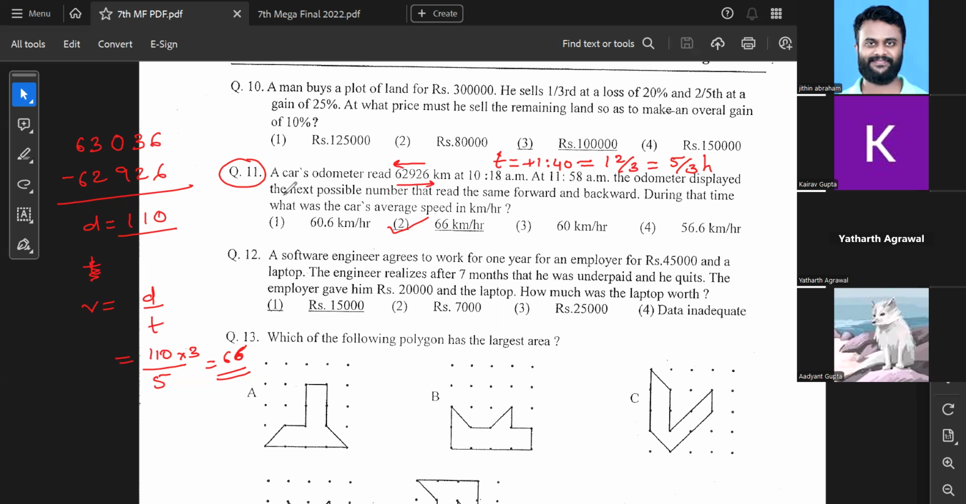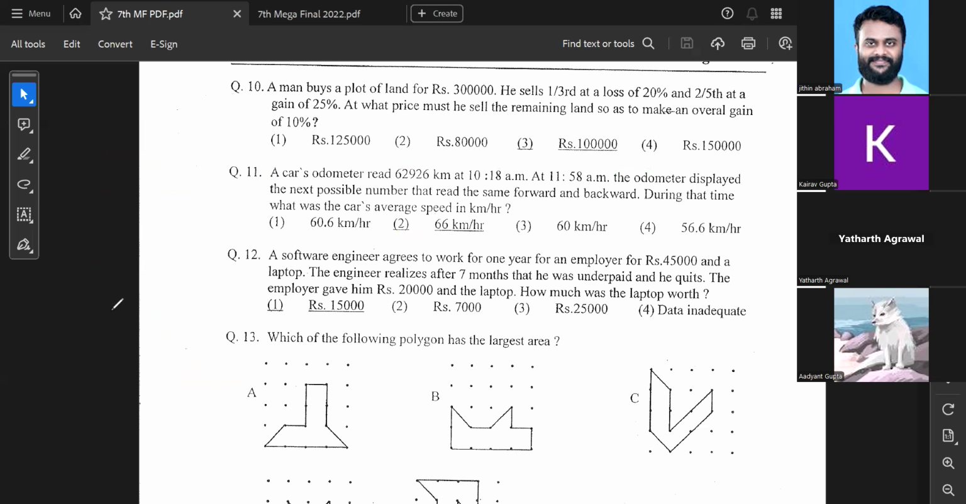Okay. The 12th one should be easy to solve. Okay, let's proceed further.